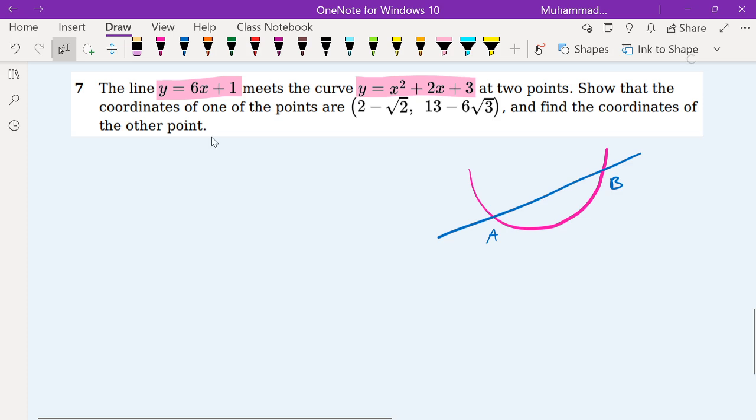Since y is the subject, yes, we can equate them. 6x plus 1, otherwise it would be the substitution. Wherever the y is in the other one, you just substitute it with the expression of x. Now you have to tell me what the next step is. I'm directly subtracting 2x minus 6x, 3 minus 1.